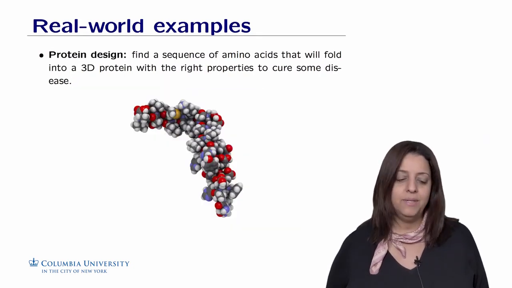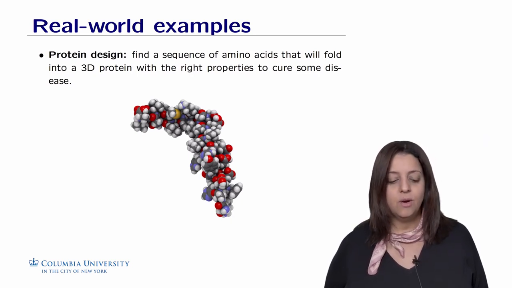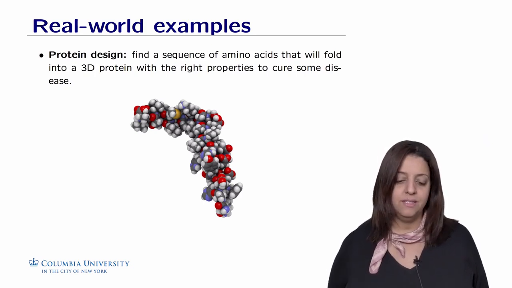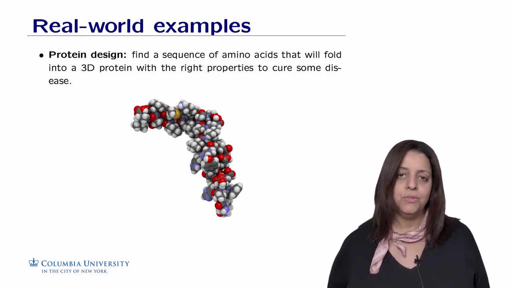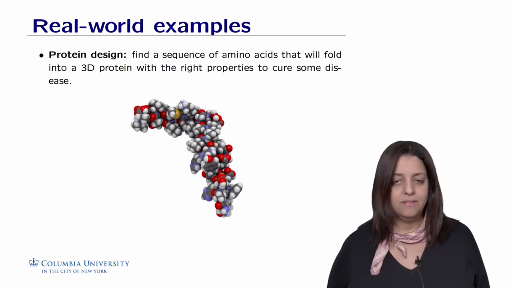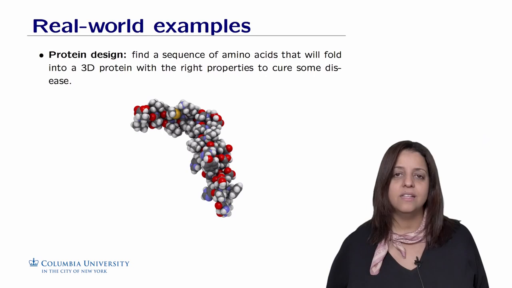A last successful application of search in AI is protein design, in which the goal is to find a sequence of amino acids that will fold into a 3D protein with the right properties to cure some diseases. So this is a typical application in which we are going to search through possibilities to find a sequence of amino acids. I give you here just a few examples of applications, but the potential applications of search algorithms in AI are quite large.